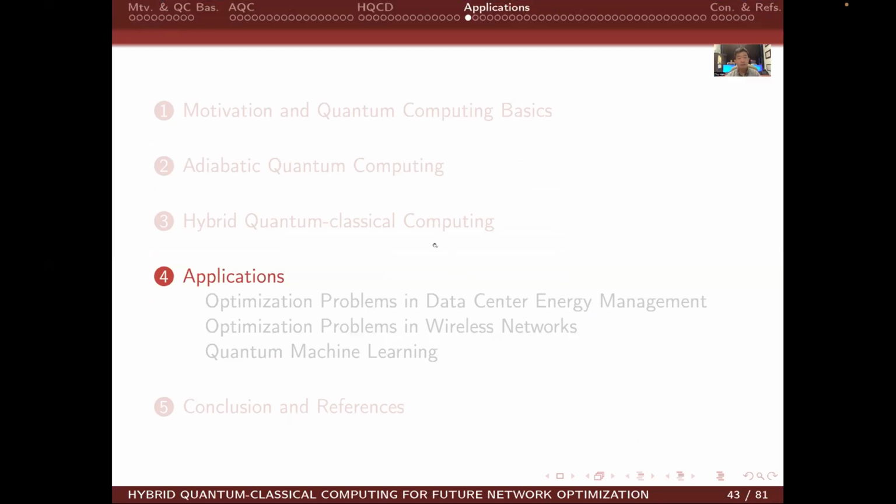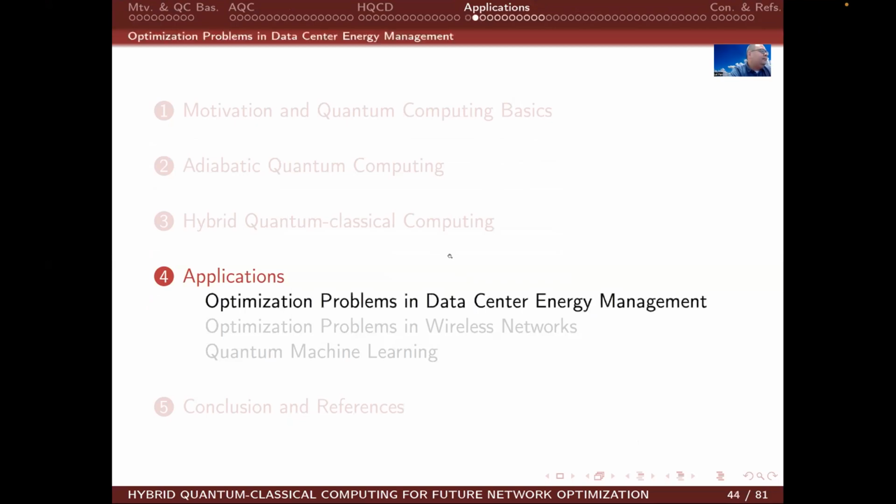Can you see my screen? Yes, we can see it. Okay, it's also moving, right?